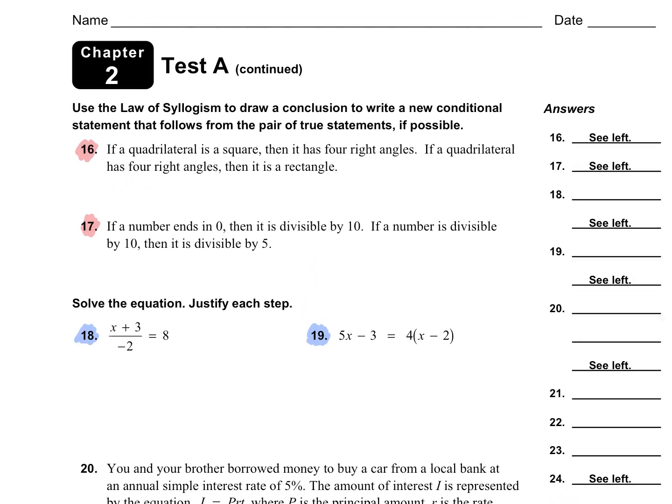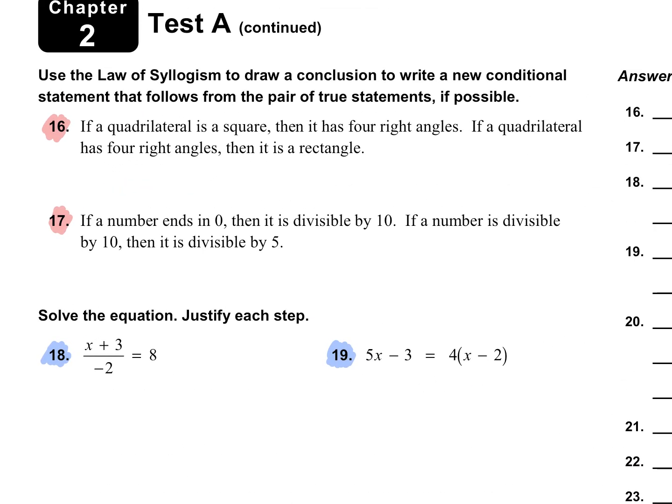All right, law of syllogism. Use the law of syllogism to draw a conclusion to write a new conditional statement that follows from the pair of true statements if possible. So looking at this, if a quadrilateral is a square, then it has 4 right angles. If a quadrilateral has 4 right angles, then it is a rectangle. How would I rewrite this? The quadrilateral is a square, then it's a rectangle. Good, so I'm getting rid of what's overlapping. I'm taking out this. And I'm just rewriting my statement.